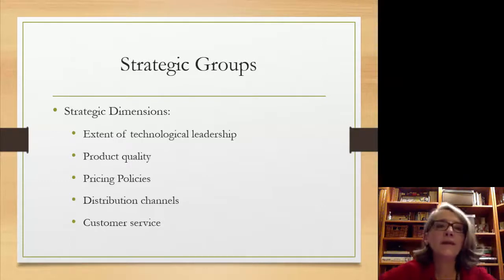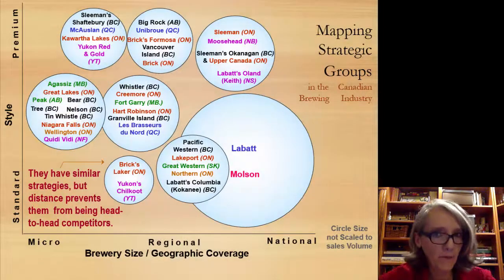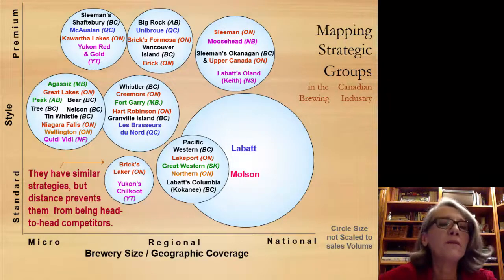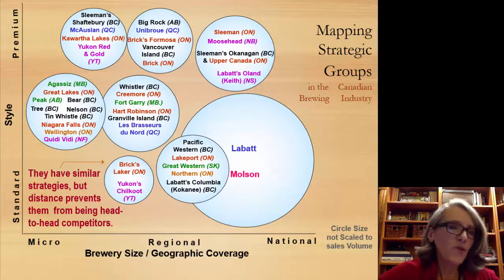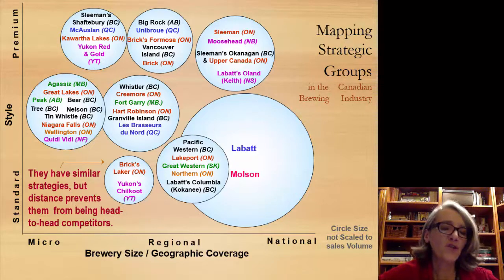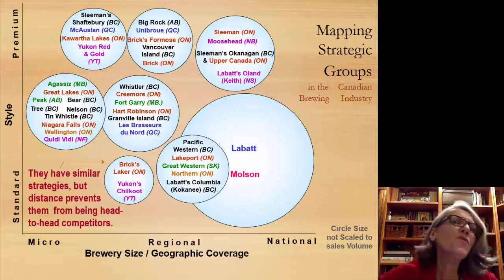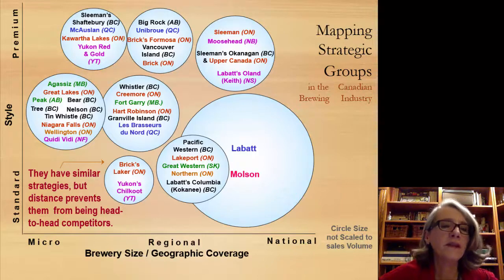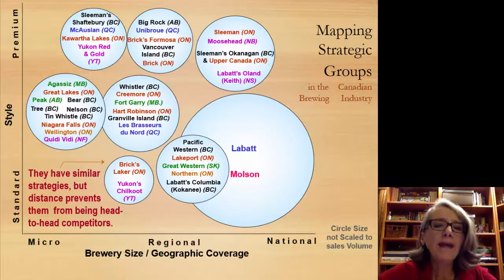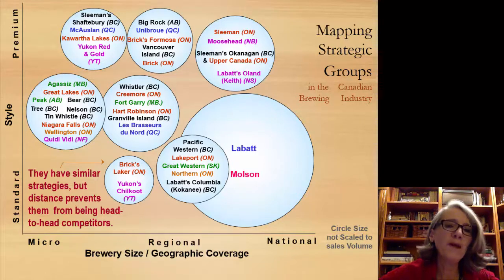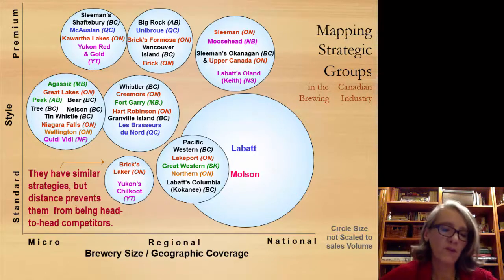Here is an example that is taken from the Canadian beer industry. It fits well with our school, the John Molson School of Business. To create this chart, two dimensions or two key success factors were selected: the style or quality of the product, from standard to premium, and the geographic coverage of the brewery, either micro, regional, or national. So basically, the size of the distribution network.